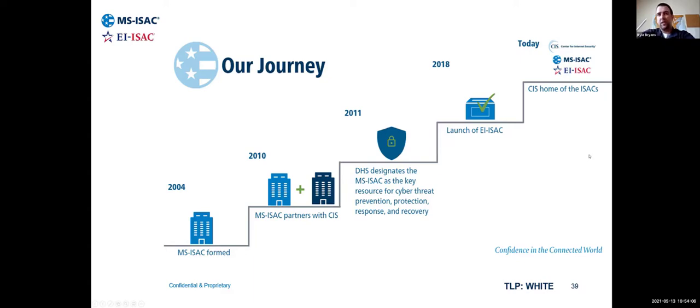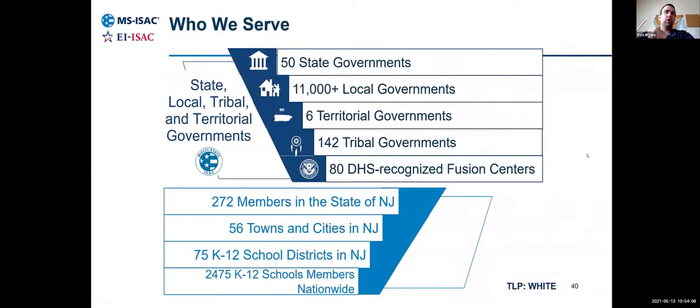A little bit about who we work with on the next slide. A little bit of scope of currently who we serve. We have partnerships with all 50 states. We also partner with all six territories. And currently we have around 11,000 local governments.